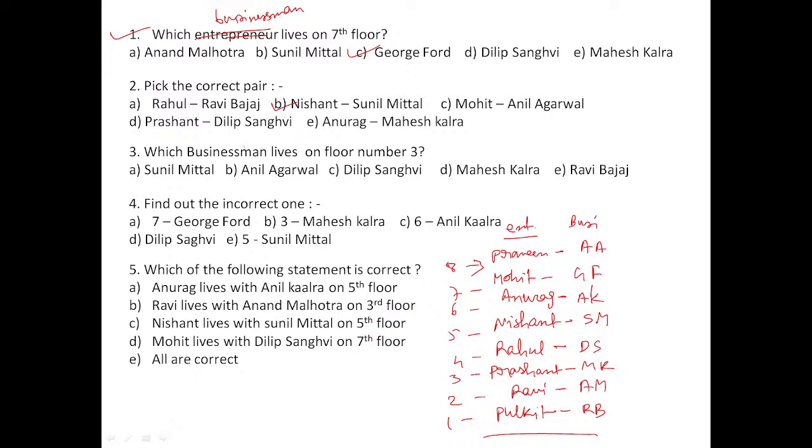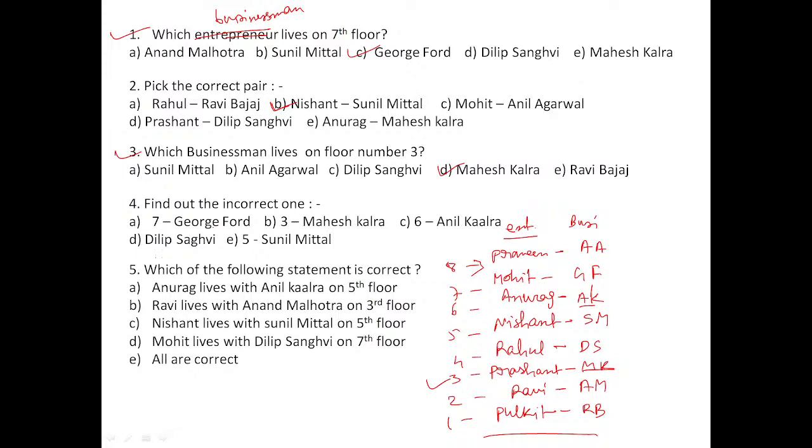Option B. Let's check the other options as well. Mohit, Anil Agarwal, no. It is GF. Prashant, Dilip Sanghvi. Prashant is here on the 3rd floor, and this is MK, no. Anurag, Mahesh Kalra, and here is Anurag, this is AK, no. So only option B is satisfied here. Okay. Moving to question number 3. Which businessman lives on floor 3? The businessman on floor 3 is MK, that is option D, Mahesh Kalra.